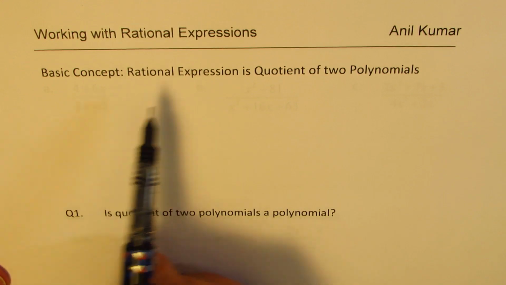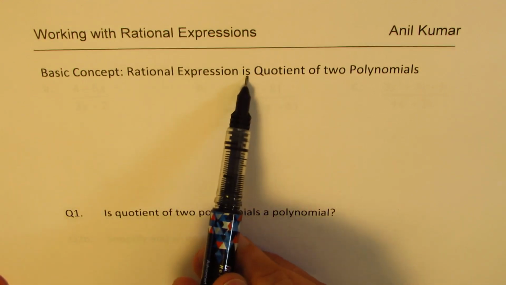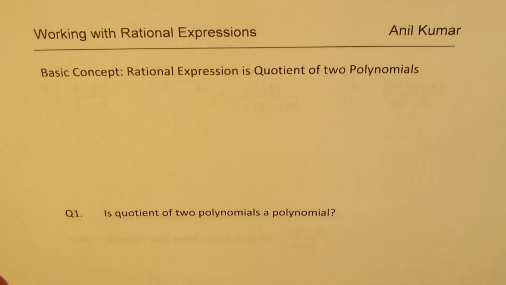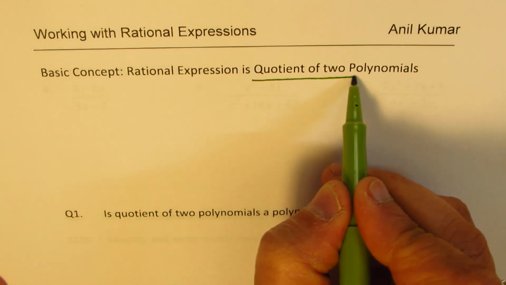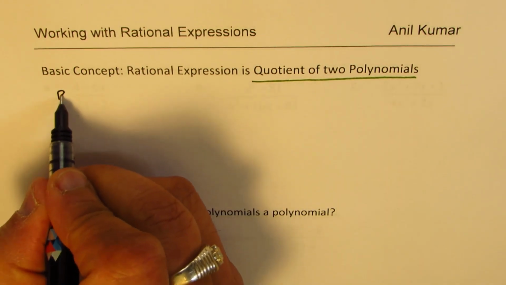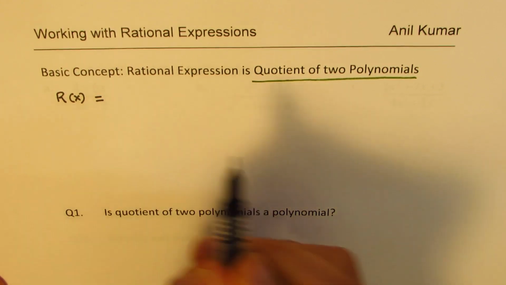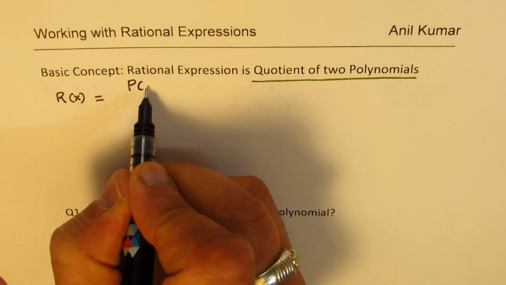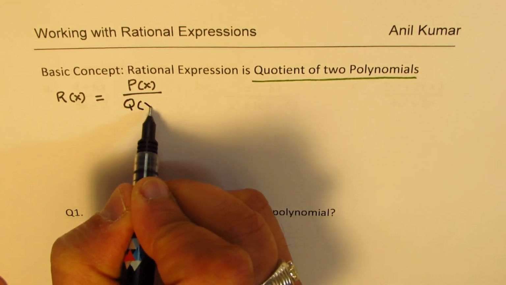Basic concepts about rational expressions. Rational expression is a quotient of two polynomials. So that is our definition. It is a quotient of two polynomials. Now what does it mean? So if I have R, let's say R of x, it is a quotient of two polynomials. Let's call this a polynomial P of x in the numerator and a polynomial Q of x in the denominator.